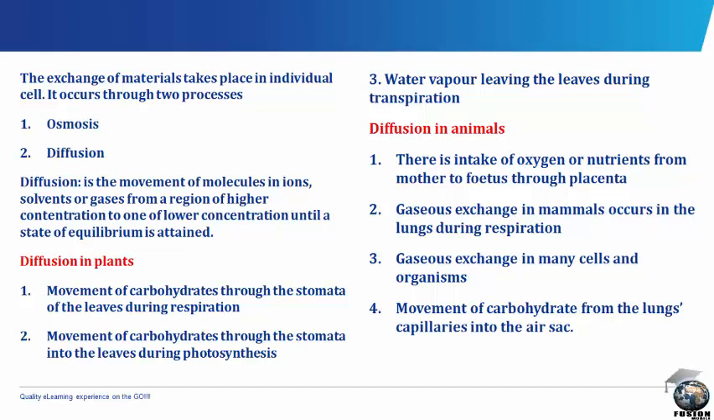Diffusion in animals. The following are noticed. 1. There is intake of oxygen or nutrients from mother to fetus through placenta. 2. Gaseous exchange in mammals occurs in the lungs during respiration. 3. Gaseous exchange in many cells and organisms. 4. Movement of carbon dioxide from the lungs capillaries into the air sac.